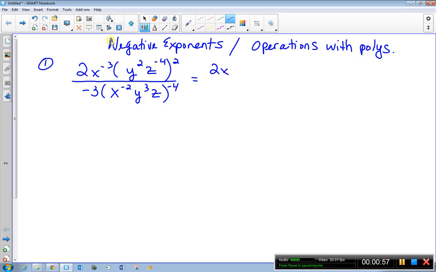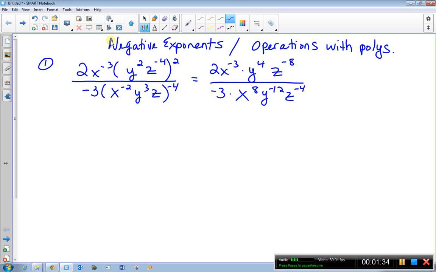So I'm going to just leave the numerator alone for a second and just write times y to the 4th, because you multiply 2 times 2, and z to the negative 8, because you multiply negative 4 and 2. And the denominator is negative 3 times x to the 8th, and y to the negative 12, z to the negative 4.